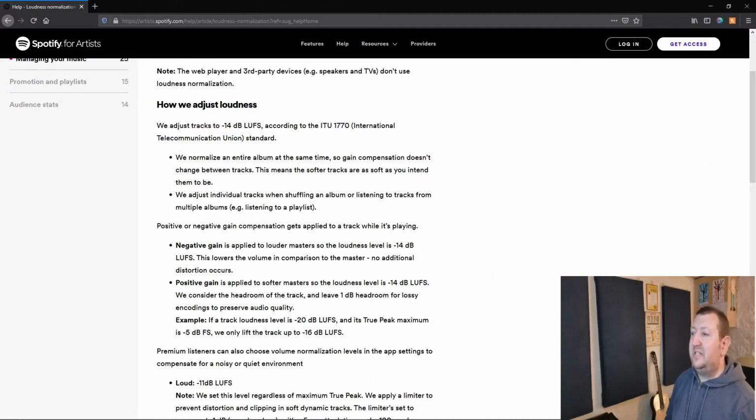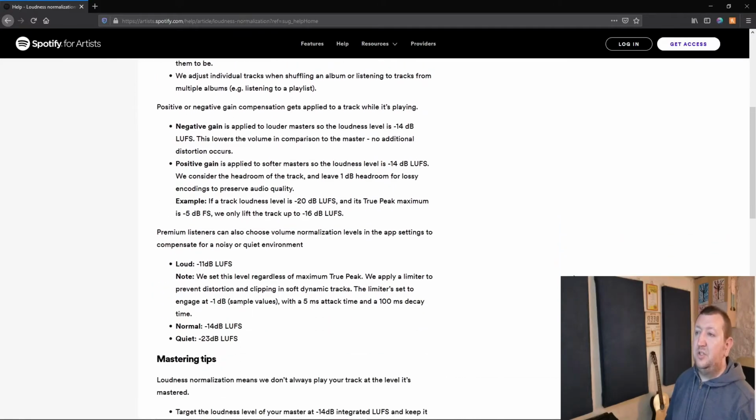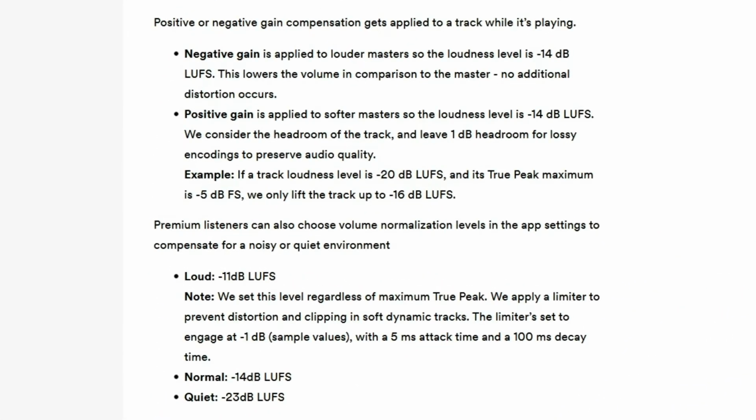So this is quite interesting, this next part: positive or negative gain compensation. This gets applied to a track while it's playing, so this is effectively the normalization piece. Negative gain is applied to louder masters, so the loudness level is minus 14 dB LUFS. It lowers the volume in comparison to the master, so no additional distortion occurs. On this basis, if you master your track to minus 10 LUFS, a negative gain will be applied so that the level is minus 14 LUFS.